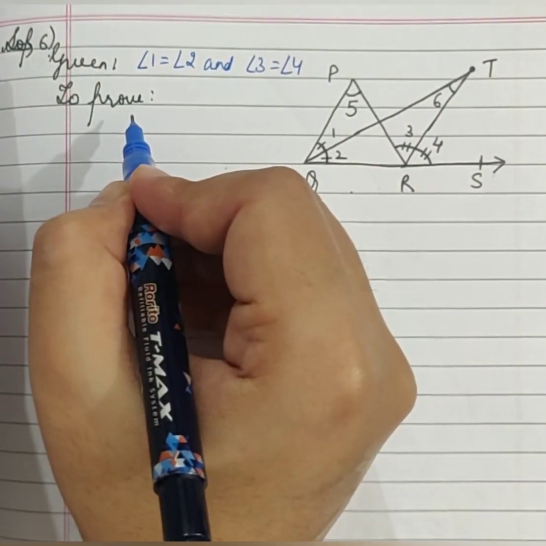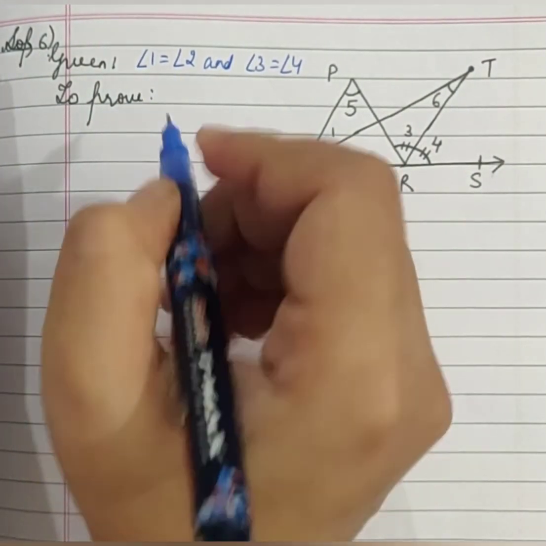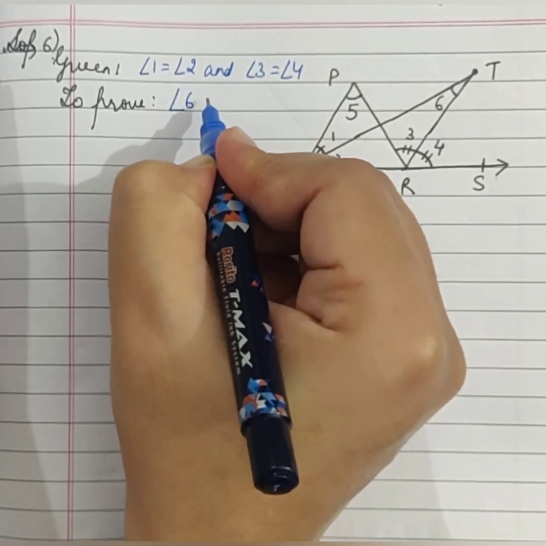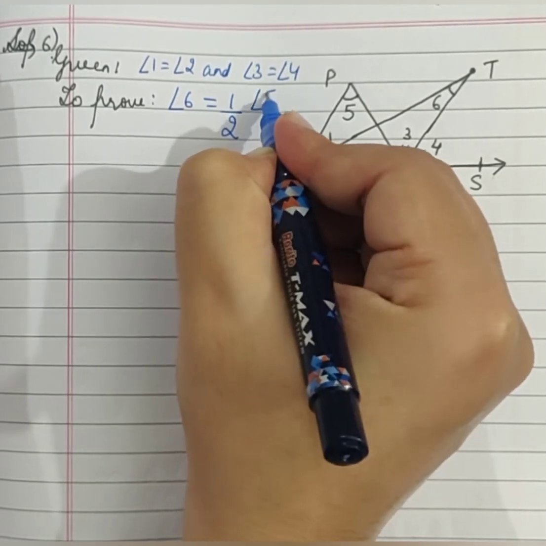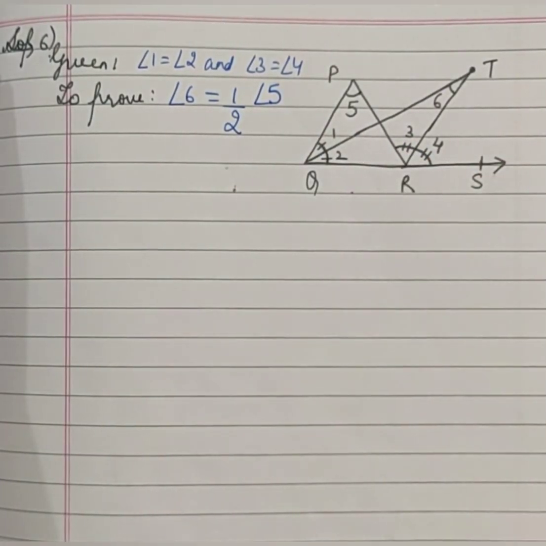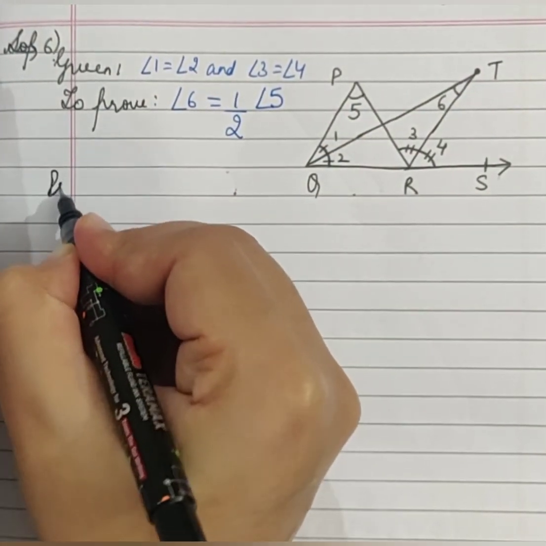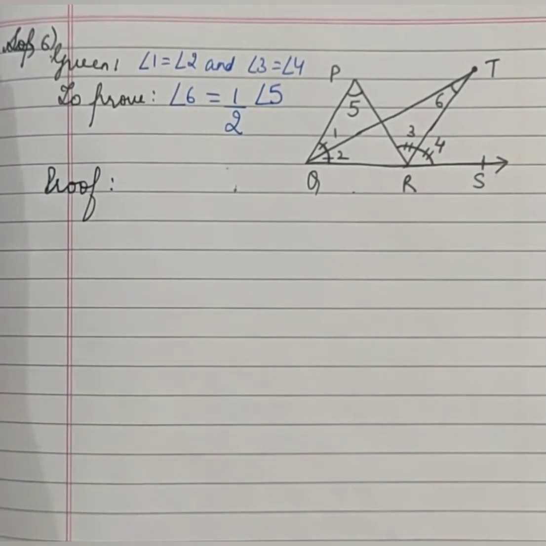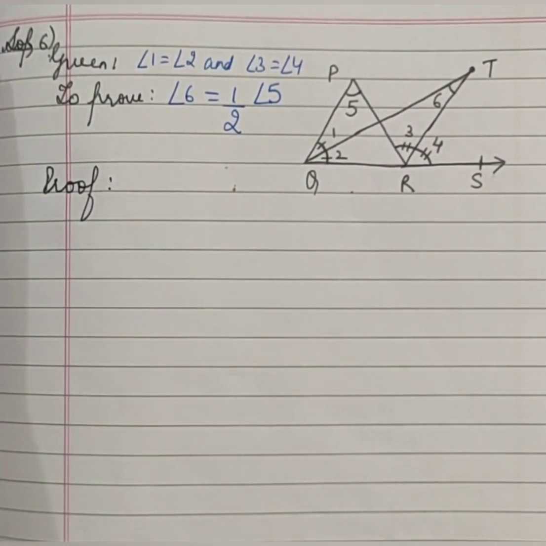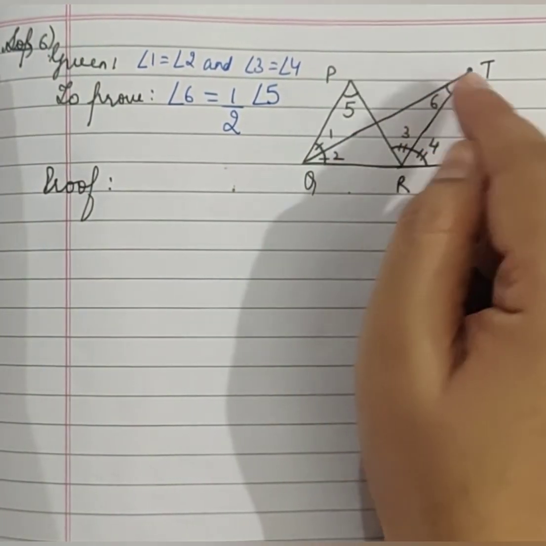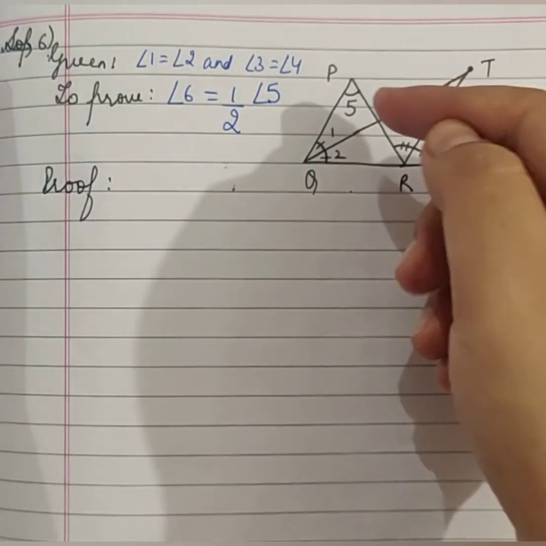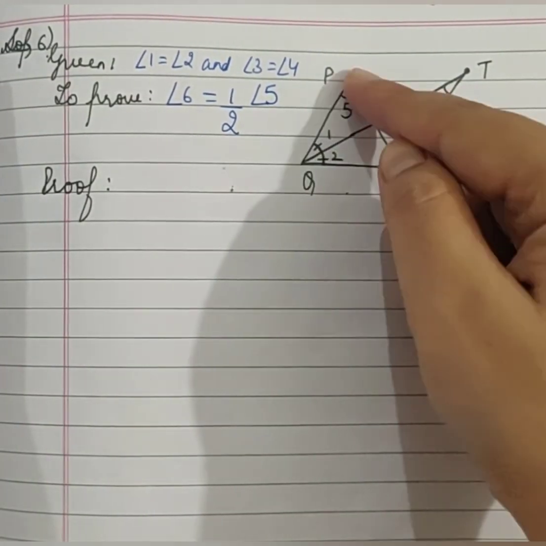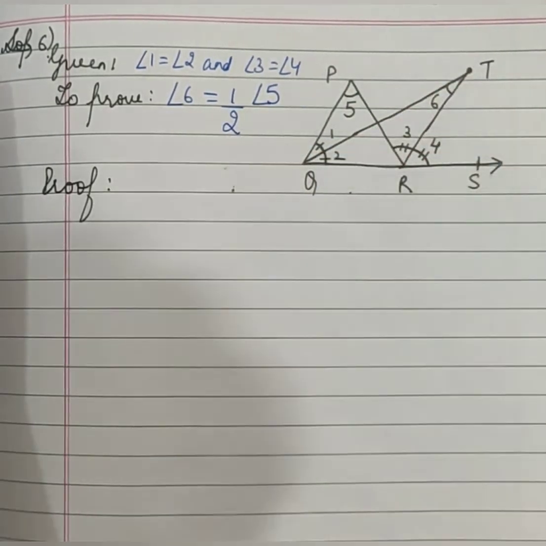What we are supposed to prove? Angle QTR, that means angle 6, is equal to half of angle QPR, that means half of angle 5. This thing we are supposed to prove. See how we will be doing this question. We will be using exterior angle theorem twice: once in triangle PQR and once in triangle TQR.